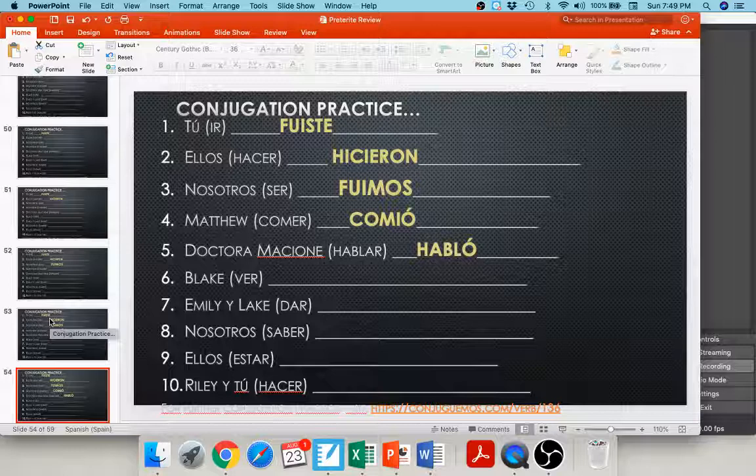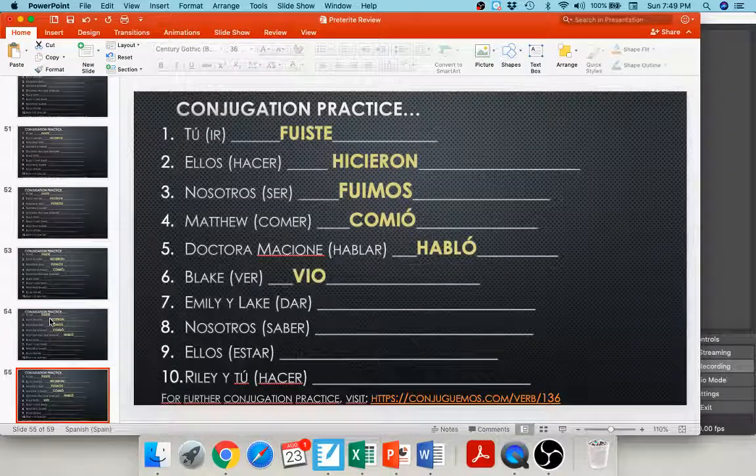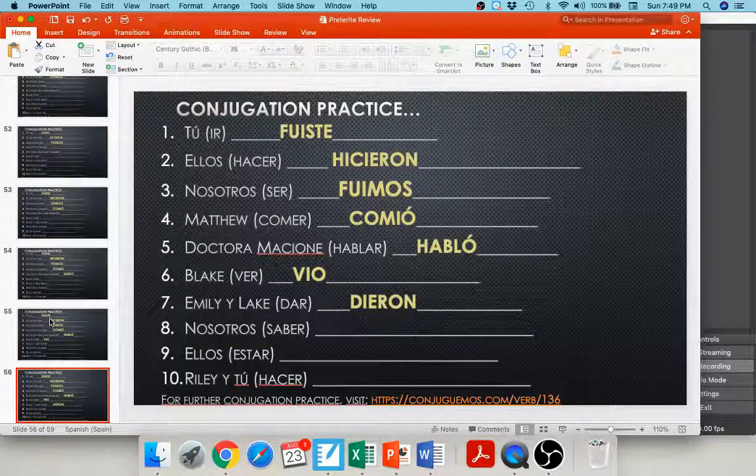Number 6, ver is irregular. Remember the first line of your song, fui, di, vi. To say I saw, we would say vi. To say that Blake, that he saw, we would say vio. Number 7, Emily and Lake dar, they gave. Well, we know that dar is also irregular, part of our first line of our song, fui, di, vi. In the ellos, ellas, ustedes form, we should have dieron.